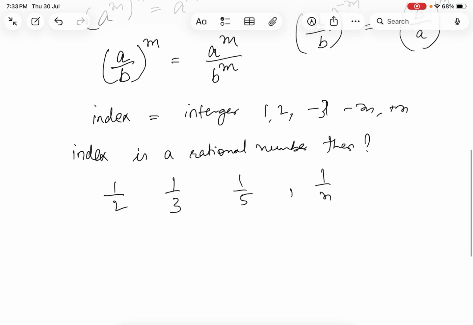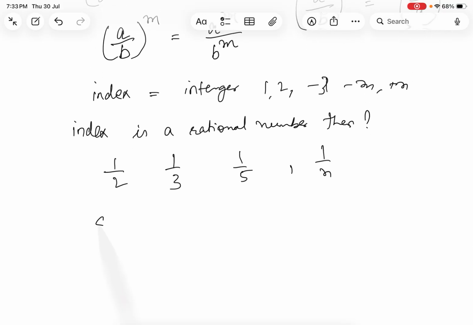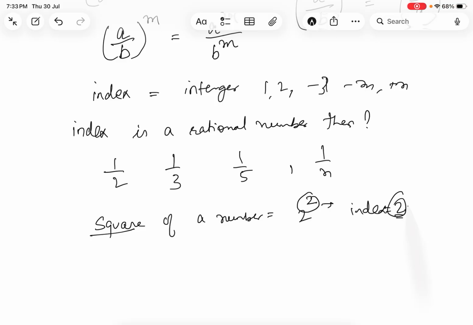Now you have learned that the square of a number can be written like 2 raised to power 2. So this is the square of 2. Here you see the index is always 2. When it is a square, the index is 2 and 2 is an integer. But what about square root? When you have a square root of a number, then in that case the index will be 1 upon 2, that is a rational number.